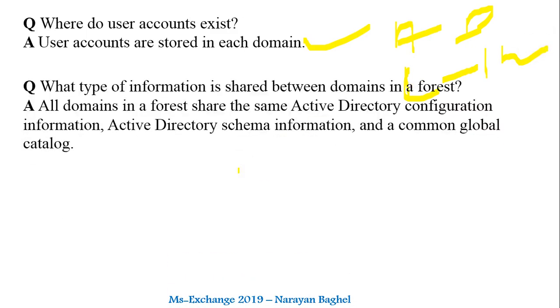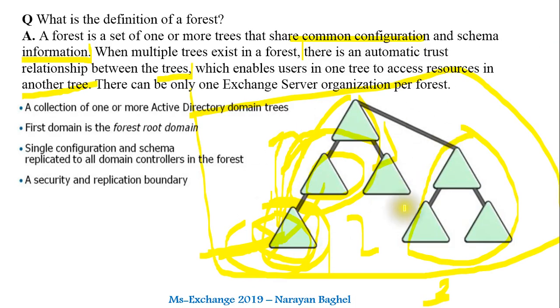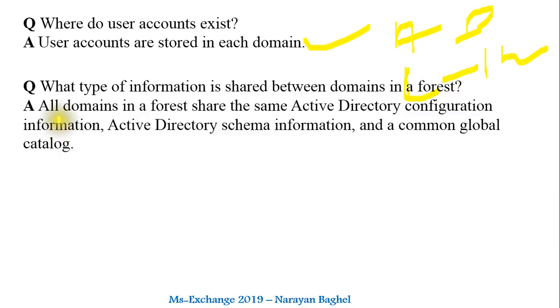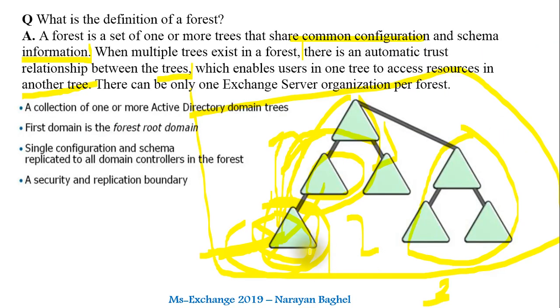Next thing you should understand, what type of information is shared between domains in a forest. Now you have a forest, so what kind of information will be shared between all the domains? I'm talking about domains, not only a single domain. So all domains in the forest share the same Active Directory configuration information, schema information, and a common global catalog. Just now I told you there will be one common catalog for all the domains, and they will share common configuration and common schema between all the domains here.